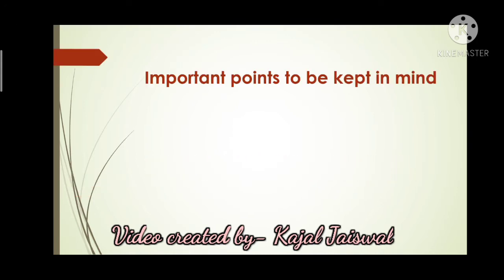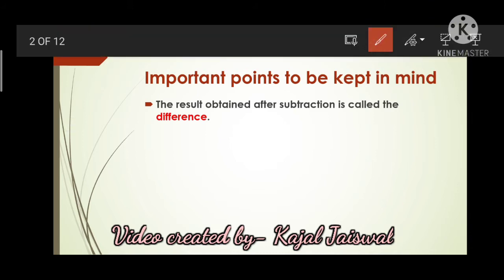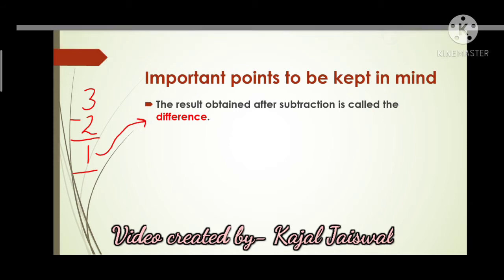Before starting the subtraction, there are certain points that must be kept in mind. What are those points? The result obtained after subtraction is called the difference. Now what does that mean? I am taking the help of an example to explain this. Suppose 3 minus 2 is given. So 3 minus 2 will be 1. This 1, whatever answer comes, is known as the difference.